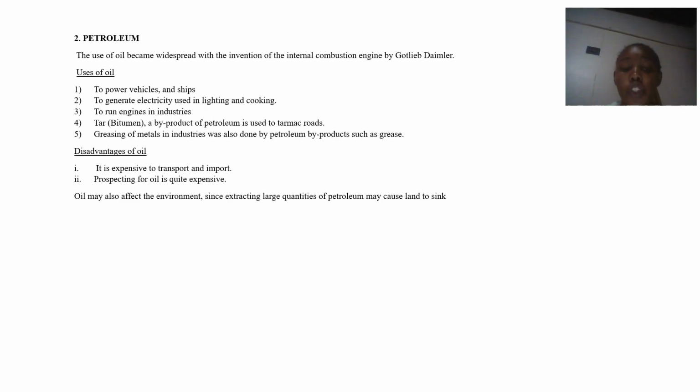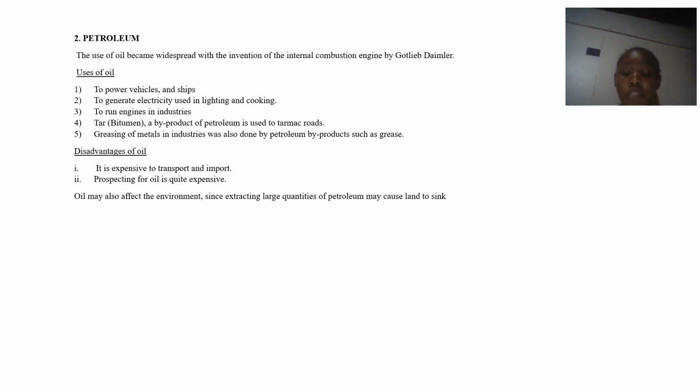Then we look at petroleum. The use of oil became widespread with the invention of the internal combustion engine, which was invented by Gottlieb Daimler. Then the uses of oil: it is used to power vehicles and ships. It was also used in lighting and cooking. It was used to run engines in industries.